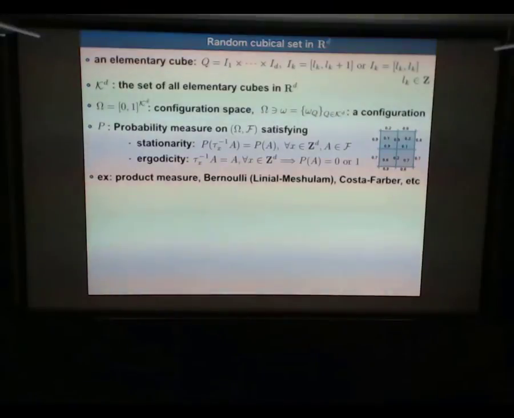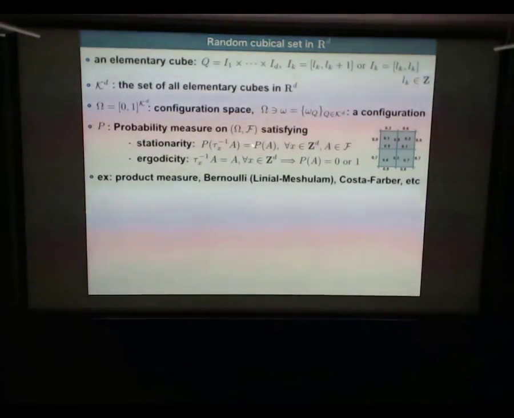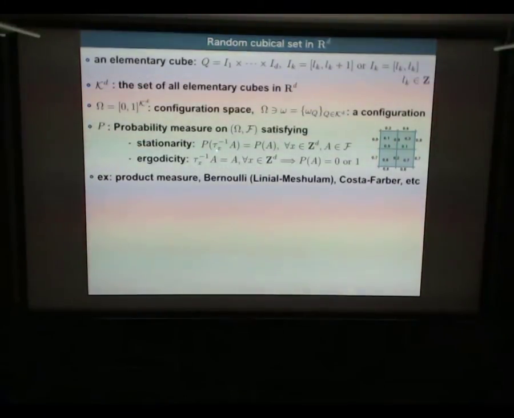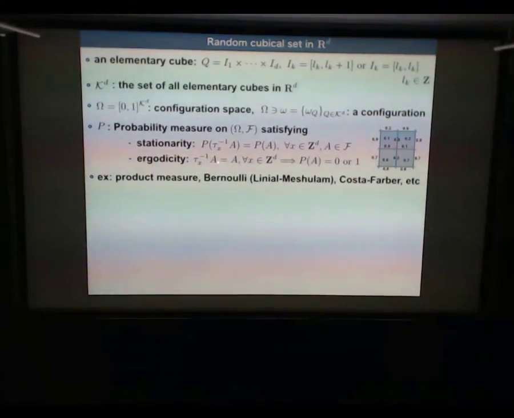And under this setting, we consider a probability measure on the configuration space satisfying these two conditions, stationarity and ergodicity. These two conditions are, in a sense, natural assumptions to study scaling limits in Euclidean space. Namely, stationarity says that the probability is the same under translation. So tau x means the translation of the event by the vector x, so it should be the same. And ergodicity says that the probability of an event which is invariant under translation is trivial, 0 or 1.